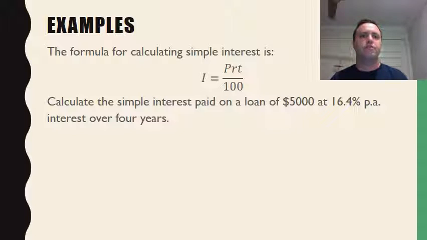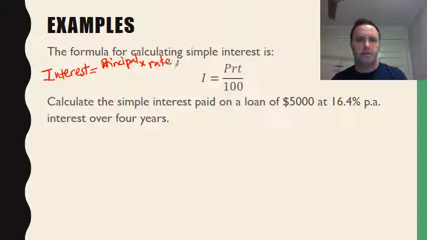The formula for calculating simple interest is I equals PRT. That's I, the interest, equals the principal times the rate times the time, over 100.